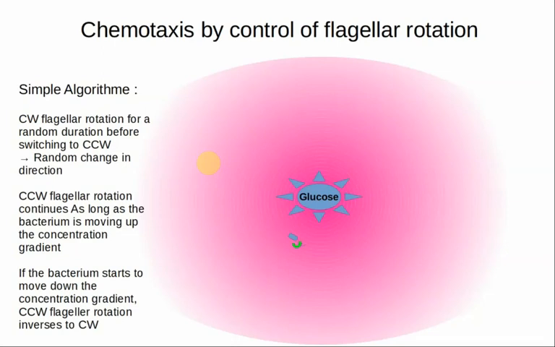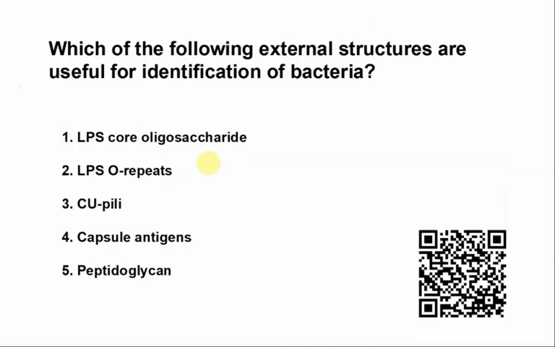So, yeah, that's how flagellar motility is used by bacteria for chemotaxis. Okay, now you can answer this question if I can go and open it up. Okay, so which structures are used for identification? So that should be started.